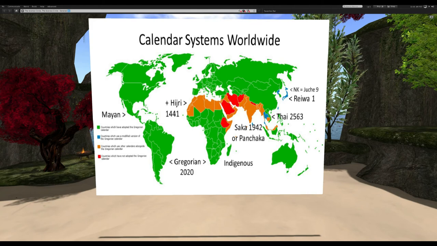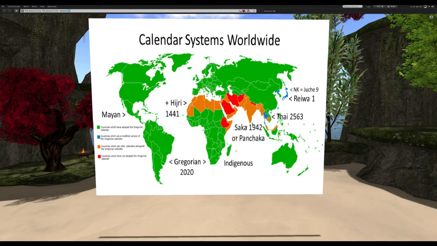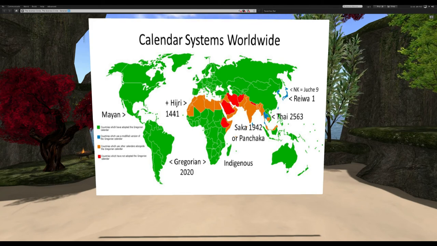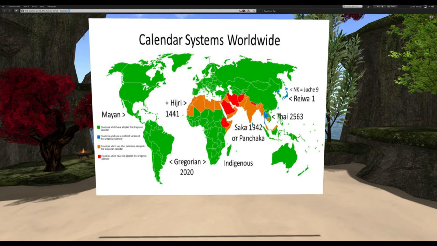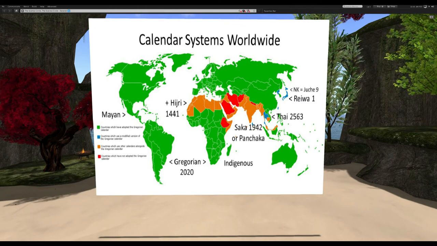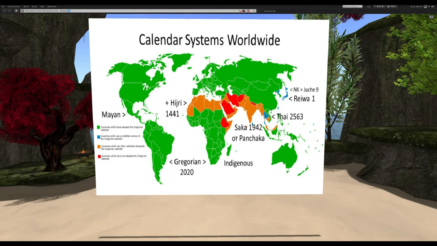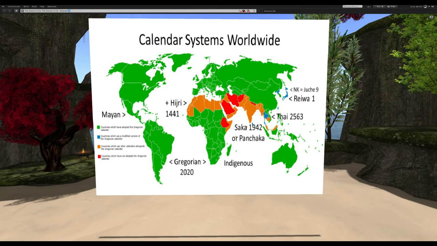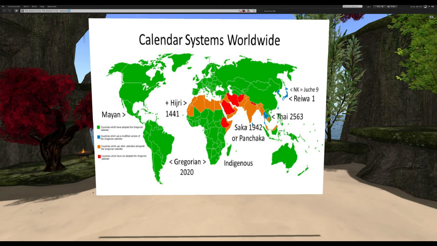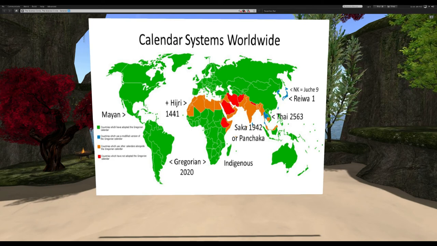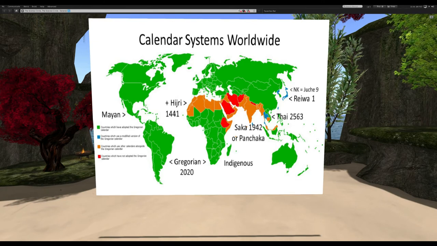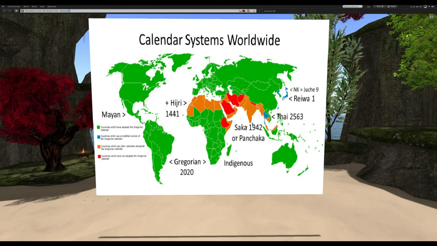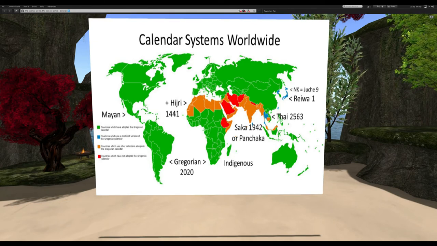And then also ones like, for example, the Hijri or the Islamic calendar, and please, somebody correct me if I'm mispronouncing it. That's based, of course, on the time of the Prophet Muhammad. You've got one in India, which basically is the year 1942. Thailand, very old year.